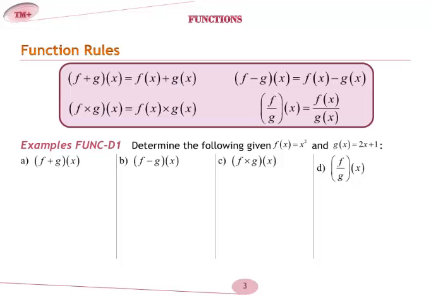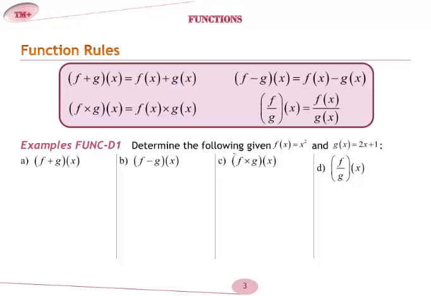Okay, so f plus g of x is simply f of x plus g of x. f times g of x is f of x times g of x. f take g of x is simply f of x minus g of x. And f over g of x is f of x over g of x. So you can see how they're splitting up. It's pretty straightforward. But let's look at some examples so you understand what they mean.